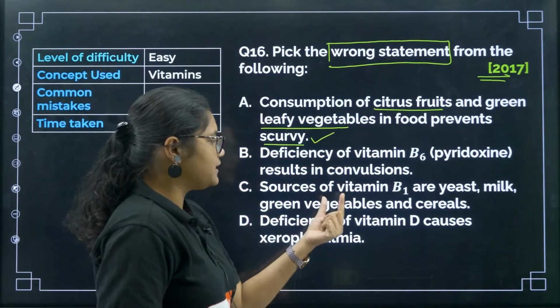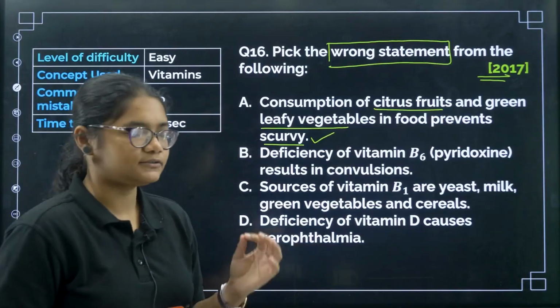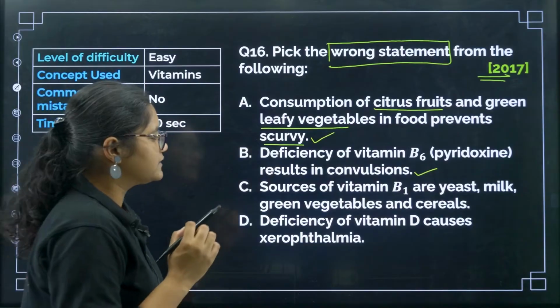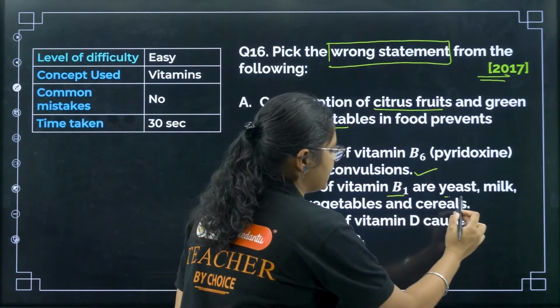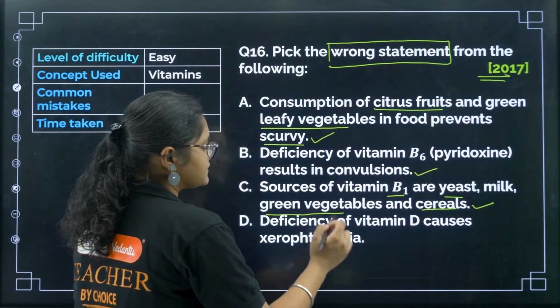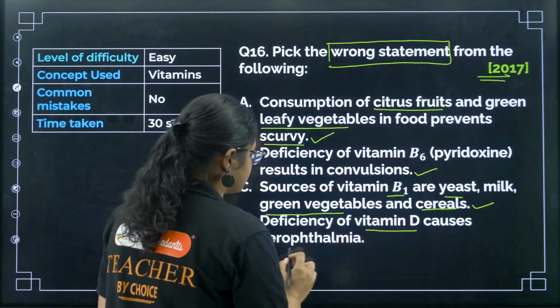Next, deficiency of vitamin B6 results in convulsions. So this is also a direct statement, that is also correct. Next, sources of vitamin B1 are yeast, milk, green vegetables and cereals. This is also correct. Next, deficiency of vitamin D causes xerophthalmia.